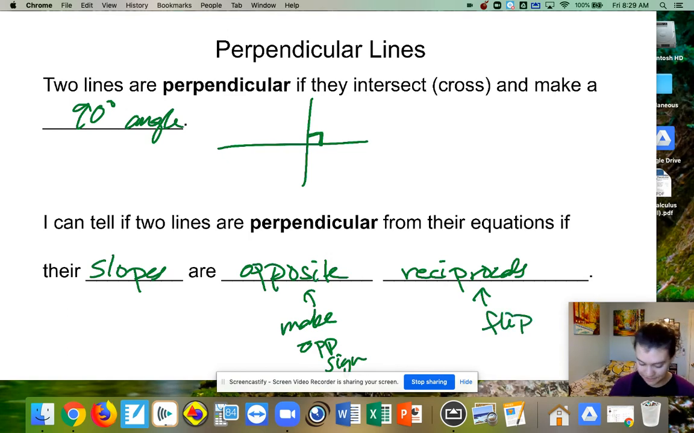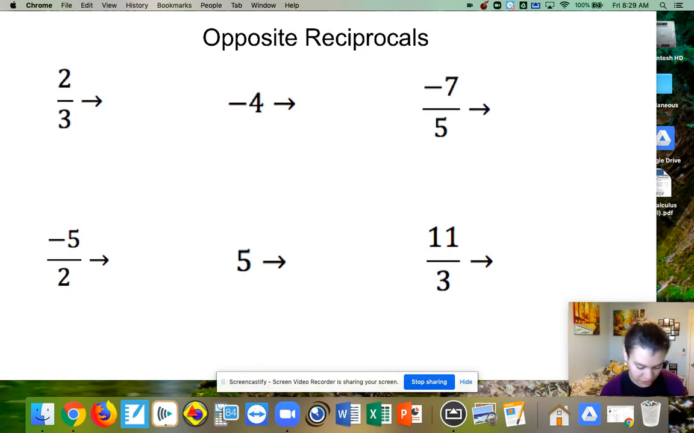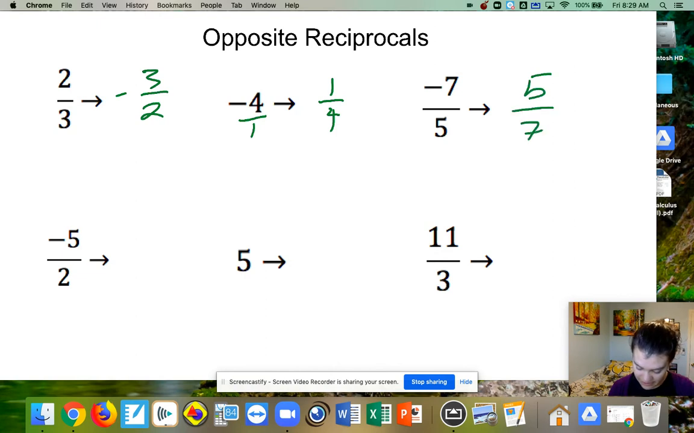So we'll go through some examples. But here, if we have 2/3, if we're going to make it opposite, we want to make that negative. And then the reciprocal part is we're going to flip and get 3/2. So flipped is the reciprocal, opposite is changing the sign. So here, if we write this, we have -4/1. You want to flip it to get 1/4 for the reciprocal part, and then the opposite is making it positive. For 5/-7, we'll get -7/5, we'll flip it and get 5/7 and then make it positive. So try these next three on your own, and then we'll talk about them.